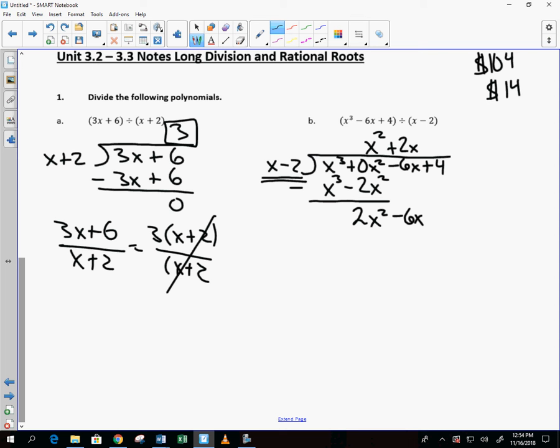2x. Multiply it through. 2x squared minus 4x.